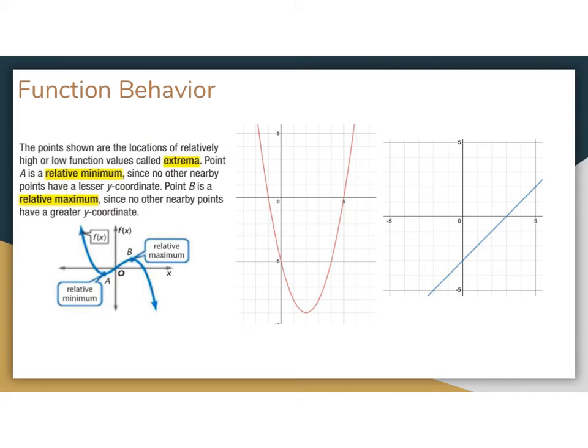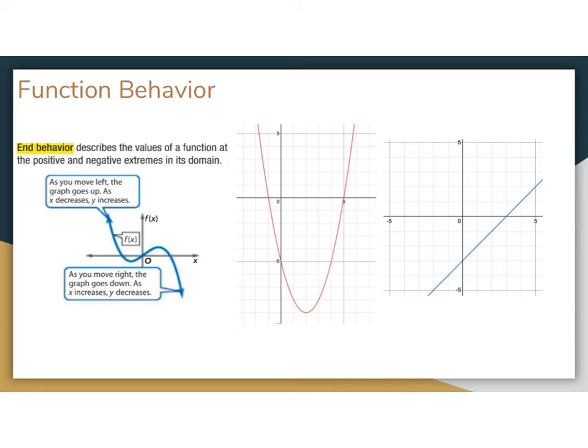Another function behavior we want to look at is the extrema, which is locations of relatively high or low values in the function. For example, we have these points that are a relative minimum and a relative maximum. Those are extrema. In this graph here, we have a relative minimum extrema. This graph does not have any relative minimum or relative maximum.